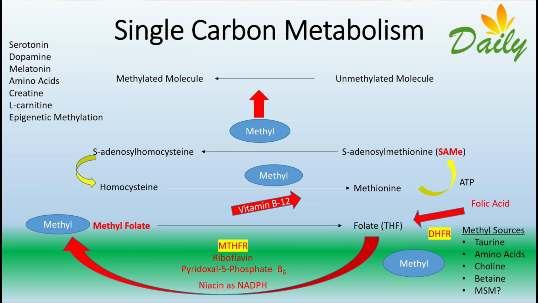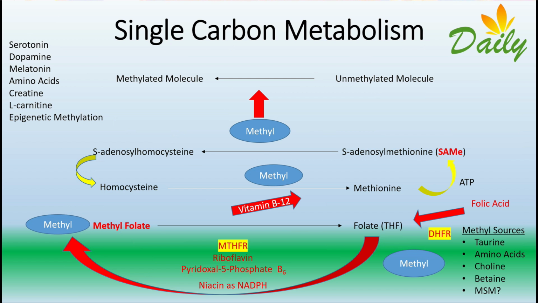Okay, well, the tetrahydrofolate is bound to a methyl group over here. And I left some of this out to simplify it. So then you get methylfolate that goes over to the left-hand side. So folate sources are taurine, amino acids, choline, betaine, MSM. A lot of these things can be sources of the methyl groups to make methylfolate.